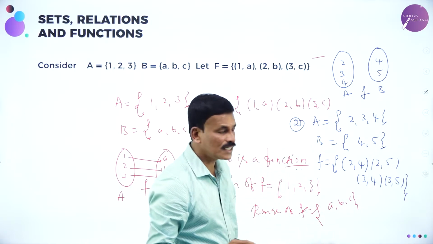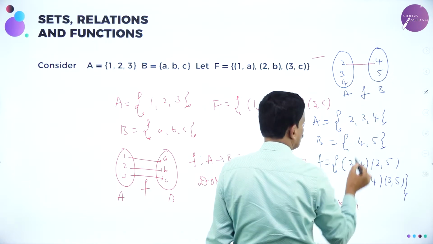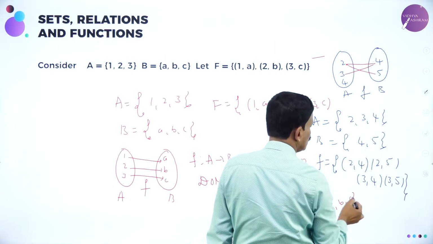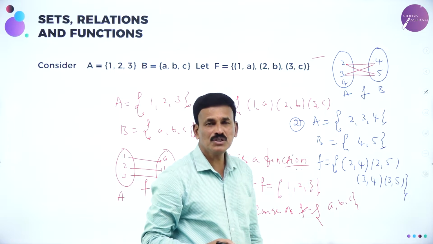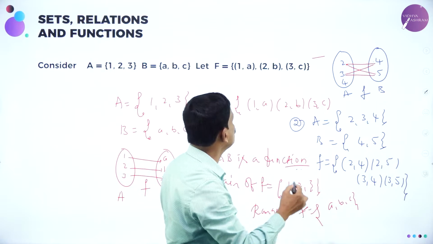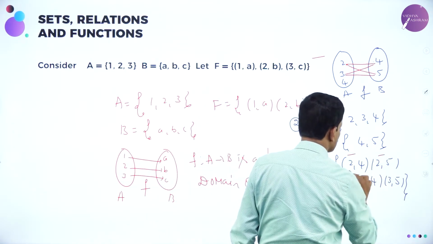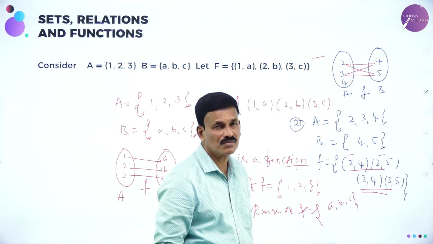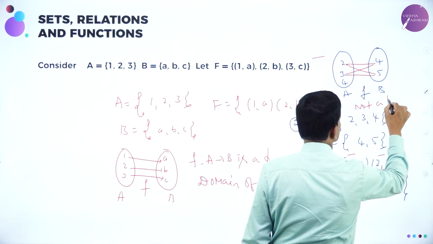Let us draw the arrow diagram. What is the map given? 2 to 4 is a mapping. Again 2 to 5 is a mapping. Again 3 to 4 they have given. Again 3 to 5. So here the element 2 is used 2 times and 3 is also used 2 times. Therefore this is not a function from A to B. So f from A to B is not a function.